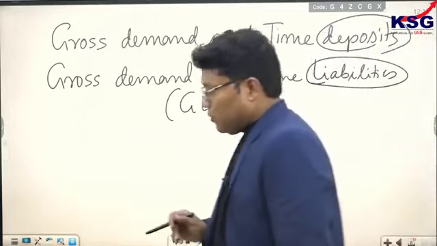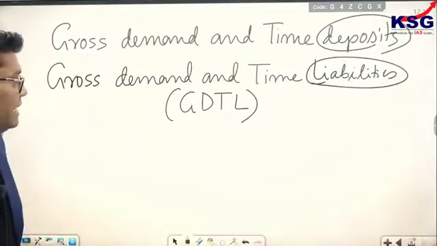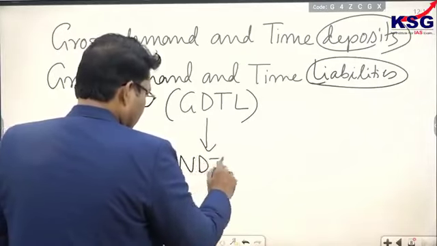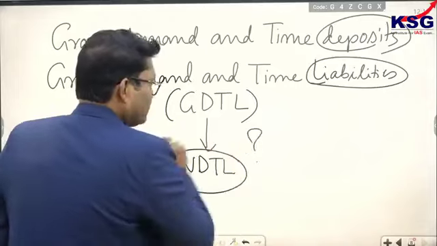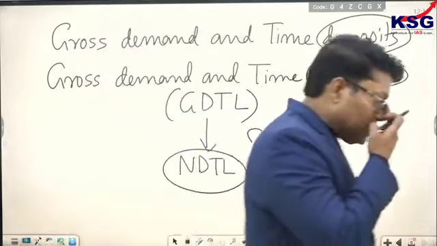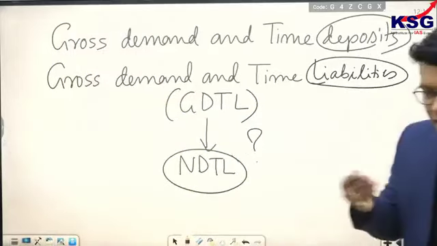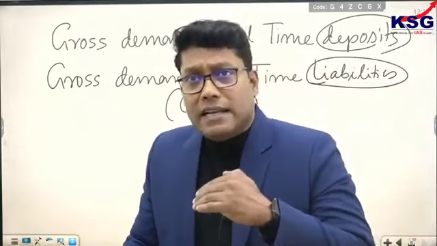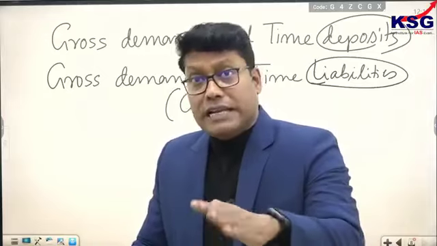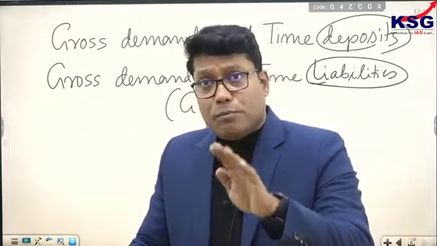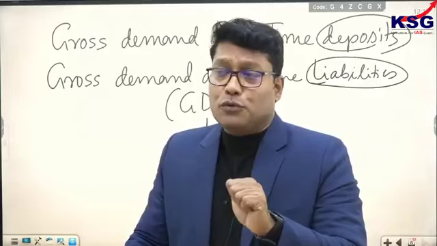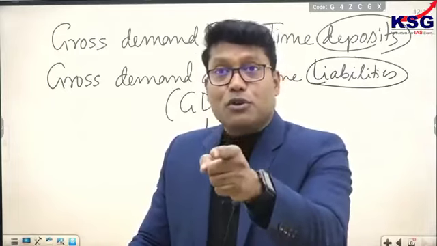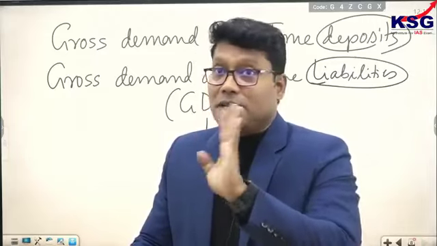Fine. Now, what is NDTL? How can you reach from GDTL to NDTL? Asha, one more thing. Since we have considered the liabilities part, take another example, the asset part. Suppose I am a bank and I lent some amount to you. From the moment I lent it, I started claiming that this much amount you have to give back.